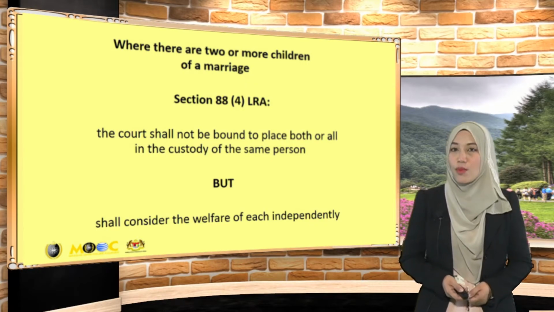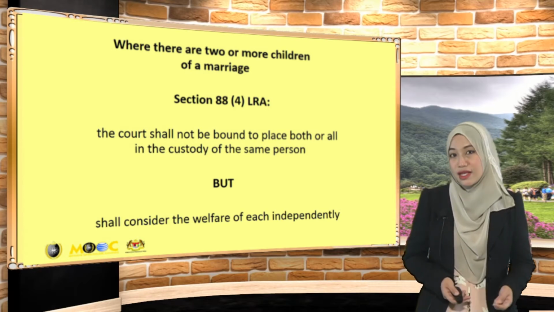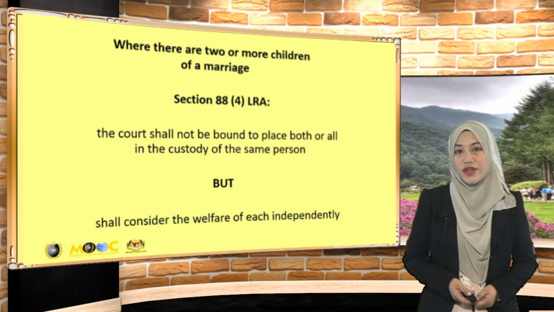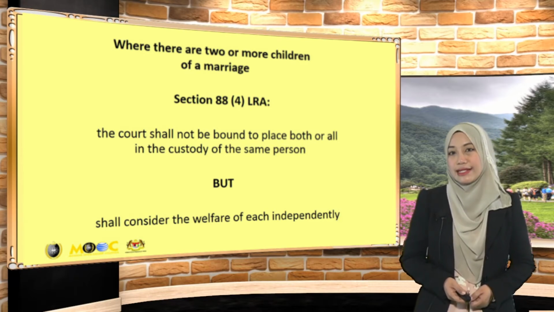Where there are 2 or more children of a marriage, the court shall not be bound to place both or all in the custody of the same person, but shall consider the welfare of each independently as had been provided under subsection 4 of section 88 of the LRA.